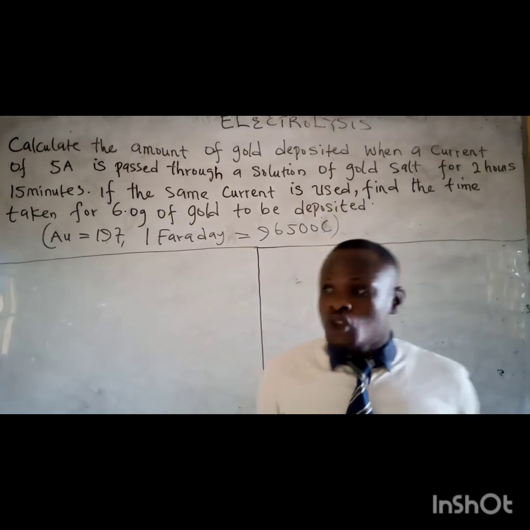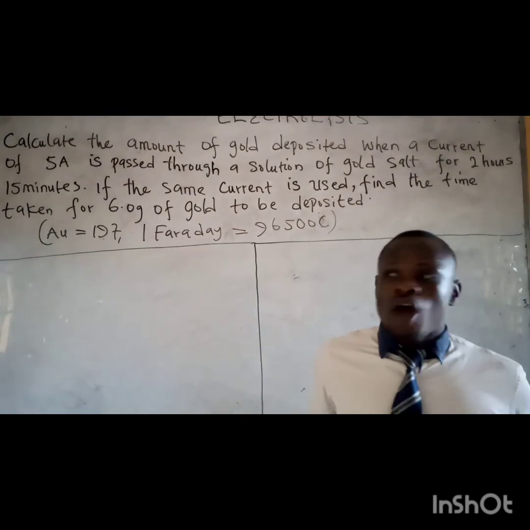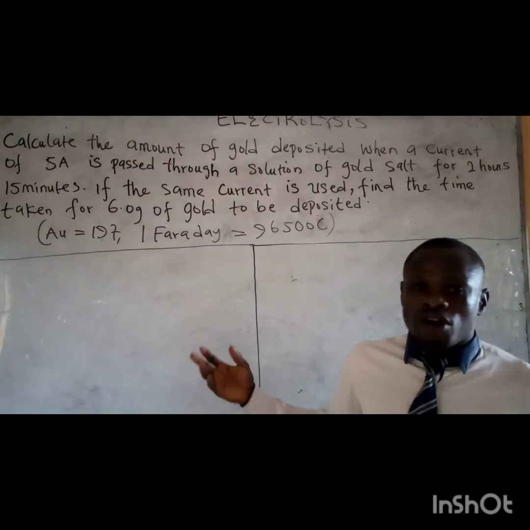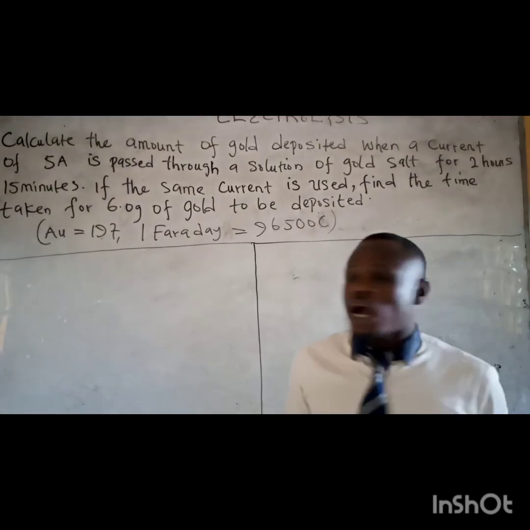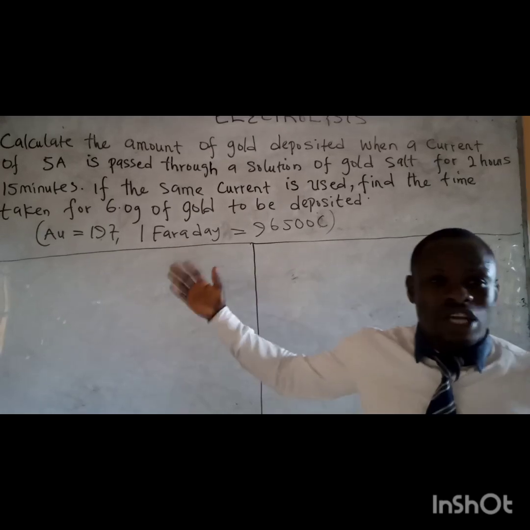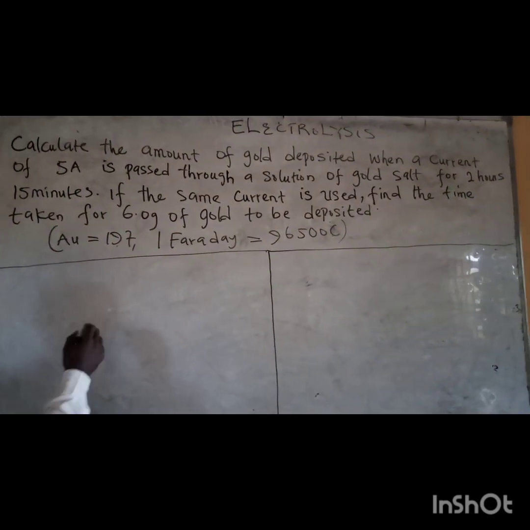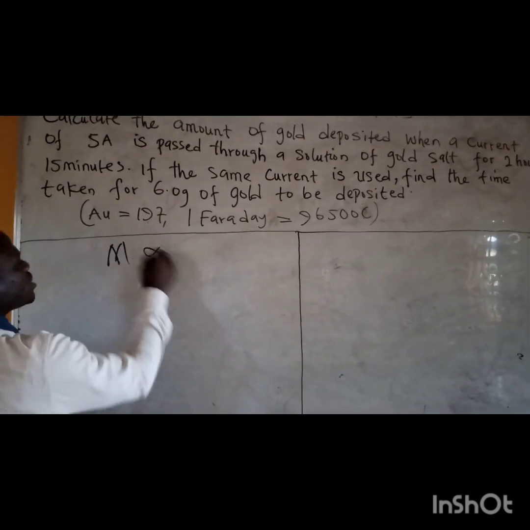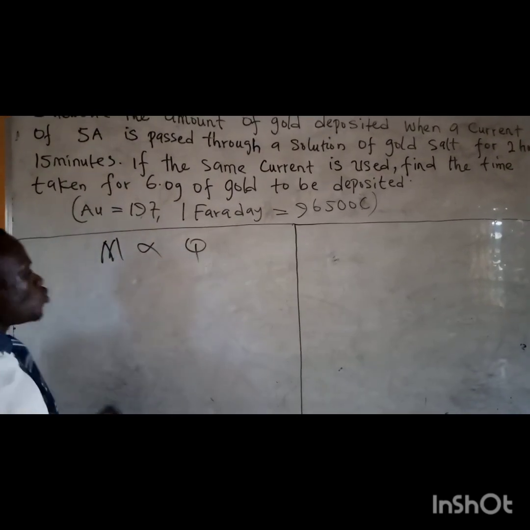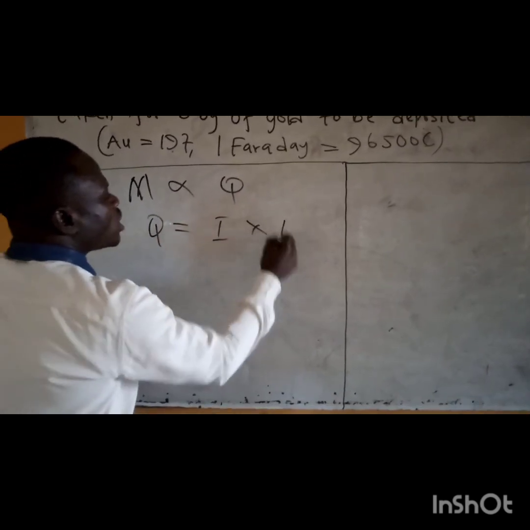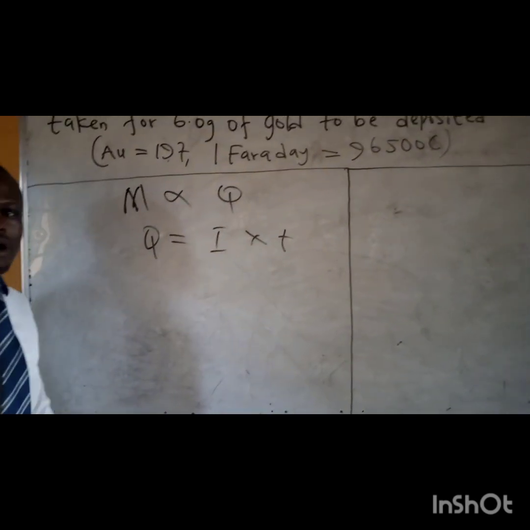If you watched the previous video, we used Faraday's first law to calculate the mass, and to calculate current given in amperes. Today we are going to look at how you can calculate time. In our previous video we looked at Faraday's first law as the equation: mass is directly proportional to quantity, where quantity is given as current times time.